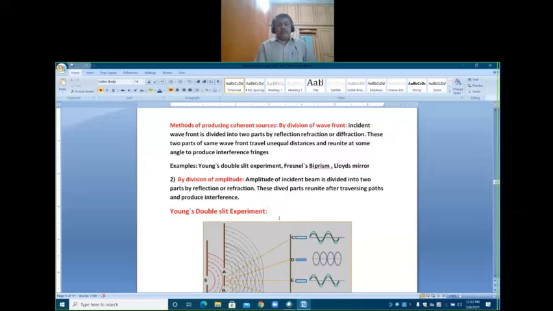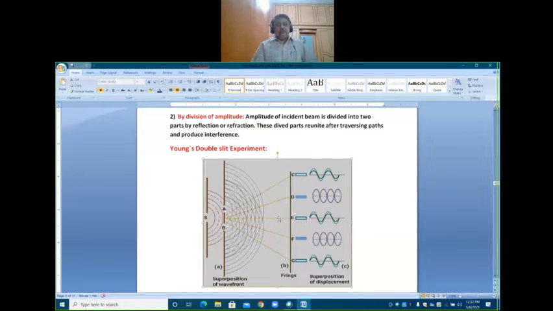The first experiment that we are going to see is Young's double slit experiment. It is very simple and interesting. So we will try to understand this experiment. What we have discussed so far will also be a repetition, but we can put it in a systematic way.